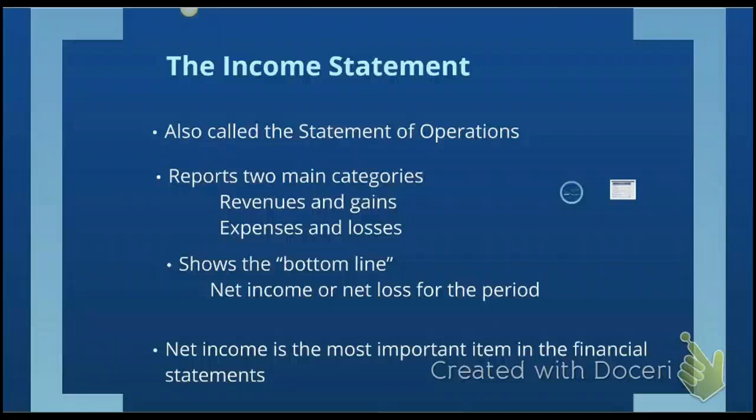The first thing we're going to take a look at is the income statement. Sometimes you'll see that called the statement of operations, but most of the time we call it the income statement. The income statement reports 2 main categories: revenues and expenses. Later on during the semester, you'll see that we have revenues as well as gains and expenses as well as losses. And this is the statement that shows the bottom line of the company, basically how the company performed, whether they made a profit or a loss. We call that a net income or a net loss for the period that we're looking at.